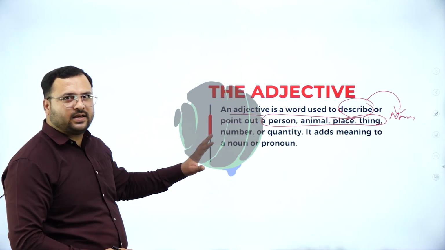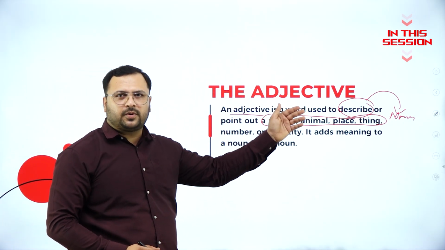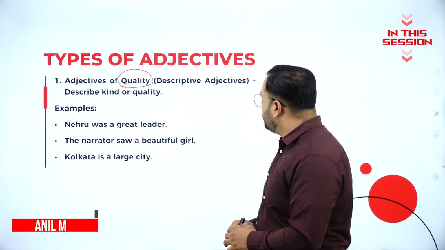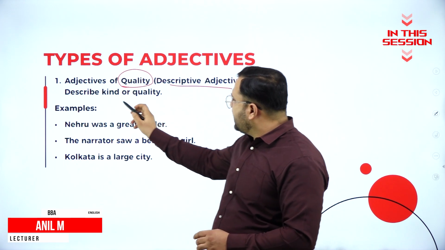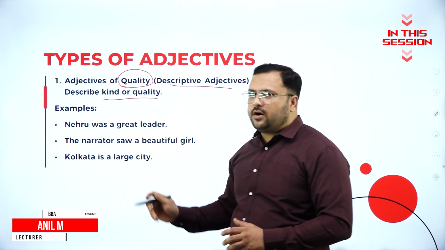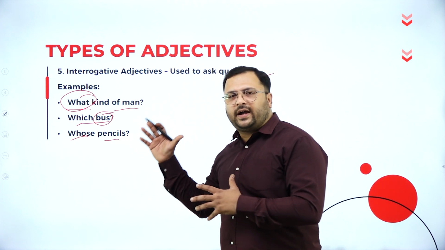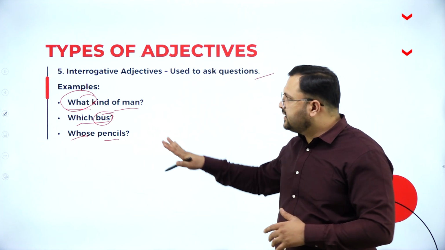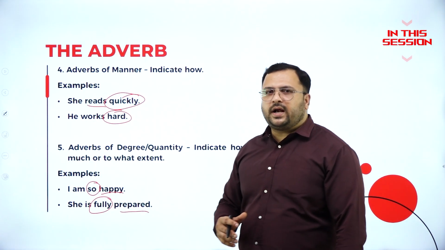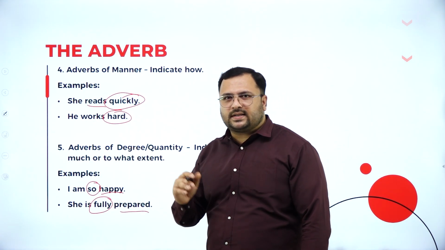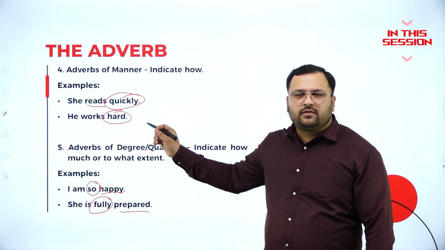So that is the basic. An adjective is a word which describes either noun or pronoun. So what is this adjectives of quality? They are descriptive adjectives that describe the kind or quality of a noun or a pronoun. When you go in detail about adjectives, you will find all these things. So these are examples of interrogative adjectives. So you have to concentrate on the sentence, then you will understand which word is doing what kind of a function.